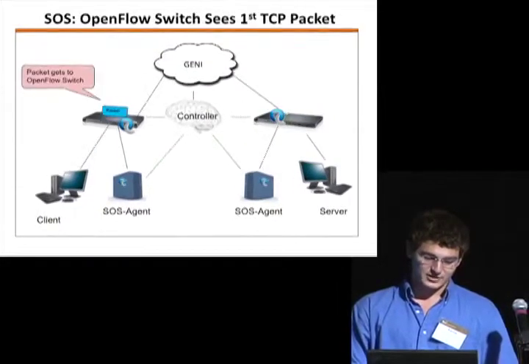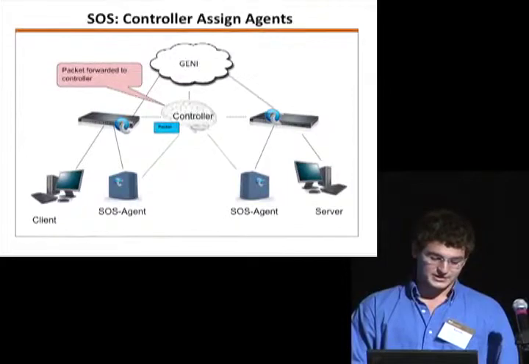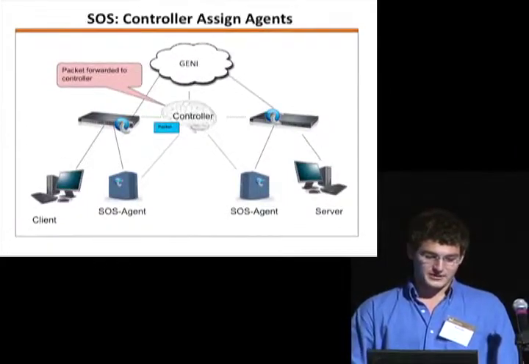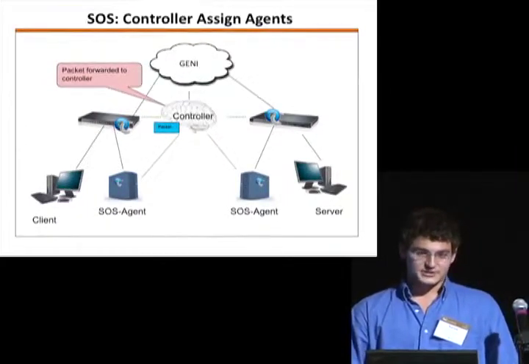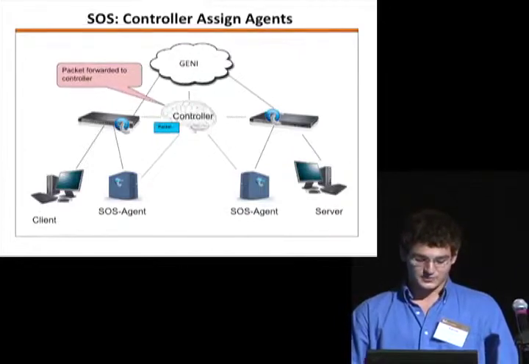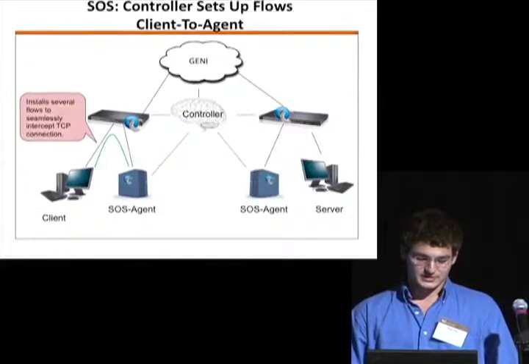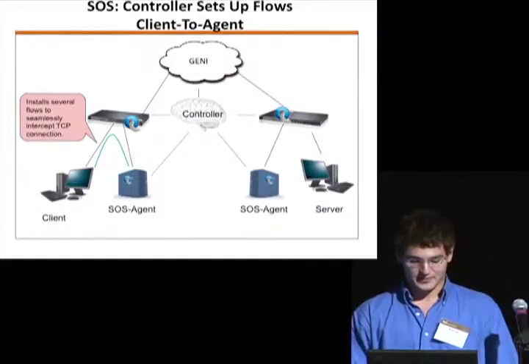The packet gets to the OpenFlow switch and then is forwarded to the controller. The controller now decides how to handle the packet. Since there are agents along the forwarding path between the client and server, the controller installs a ton of flows in order for this to happen.